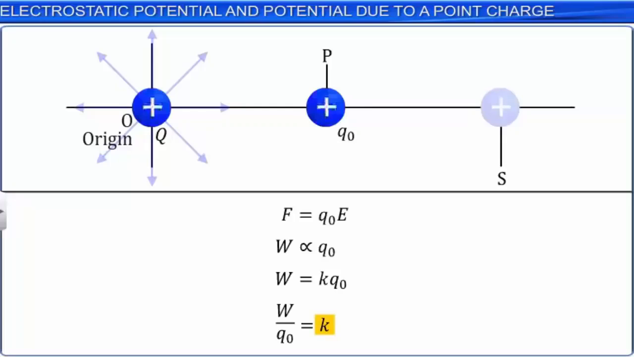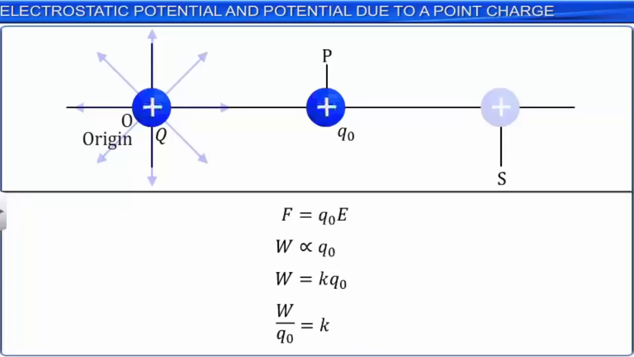The work done per unit test charge is a characteristic of the electric field at that point due to the charge configuration and is known as electric potential at that point in the electric field due to the charge configuration. The electric potential is denoted by V.